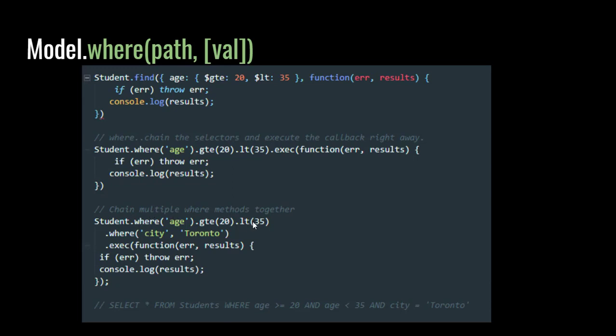Where age, and then do some filtering, and then also do another chain of where city is Toronto, and then you can keep doing multiple chaining of wheres, which is really great, because then you don't have to worry about the brackets. I like that much better. And that's the last slide.